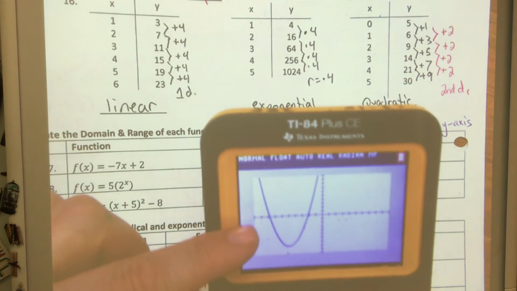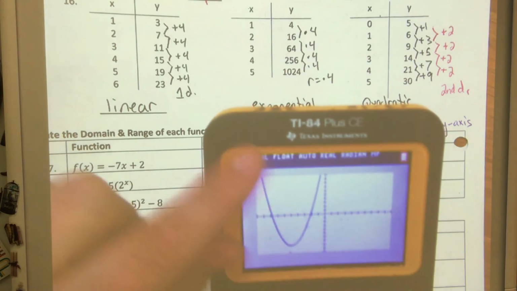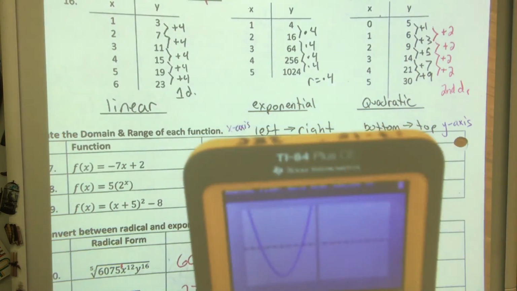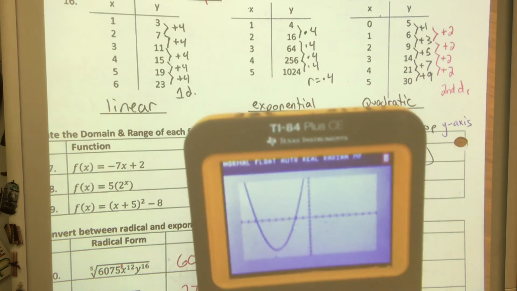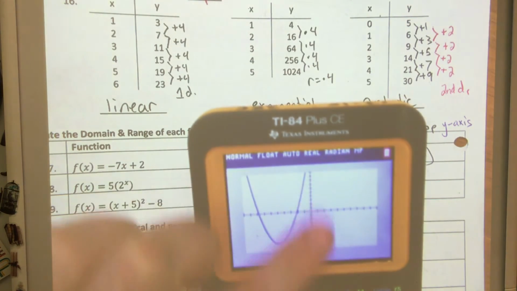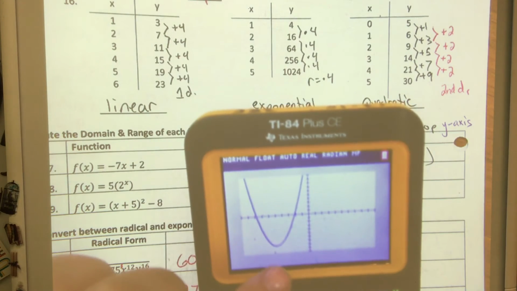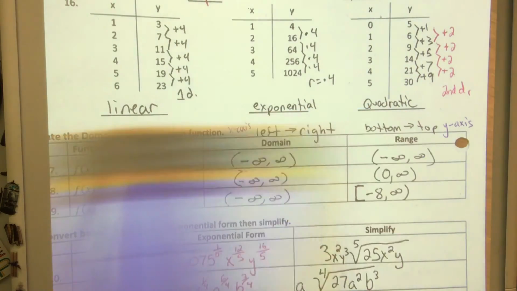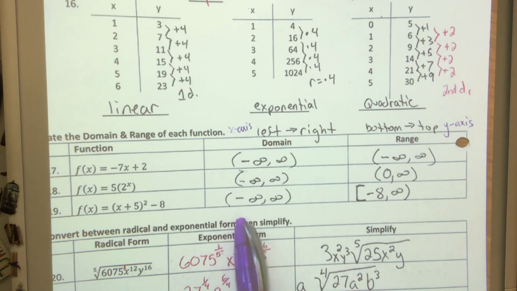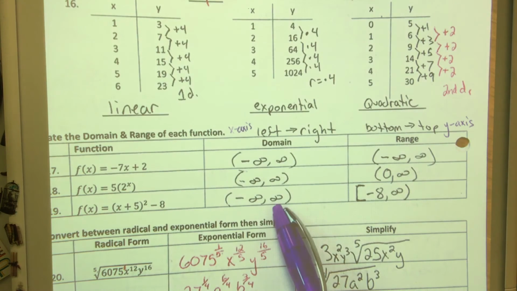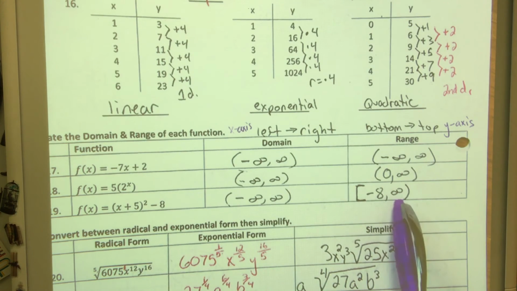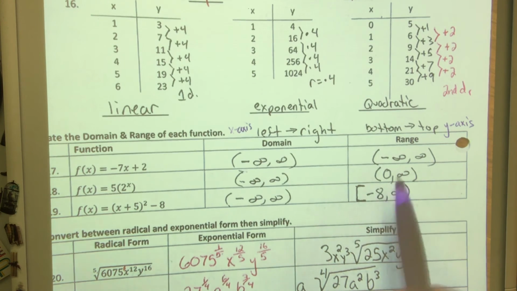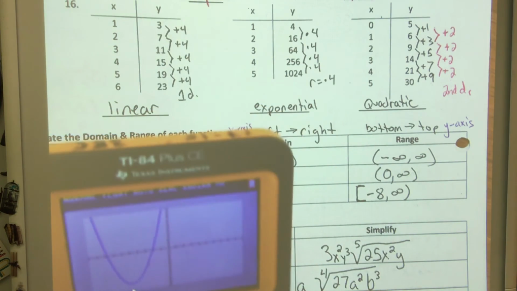Okay, looking at the x-axis going left to right, it's coming from negative infinity and going to infinity. It's going to cover every single piece on that x-axis. Then going from bottom to top, looking along the y-axis, it actually starts at negative 8 and goes up towards infinity. So for my function, I put negative infinity to infinity for the domain, and then -8 to infinity for the range. Notice I put a bracket here because it does start at this -8. It's actually a point on the graph.